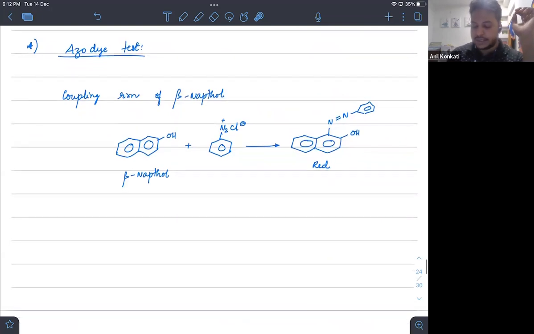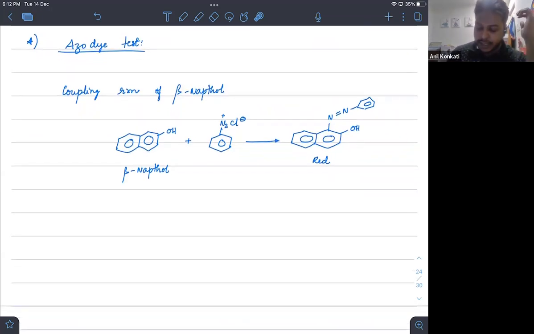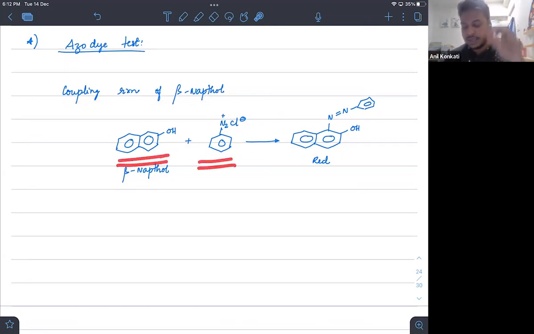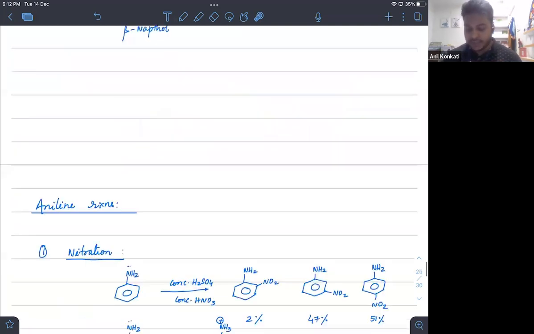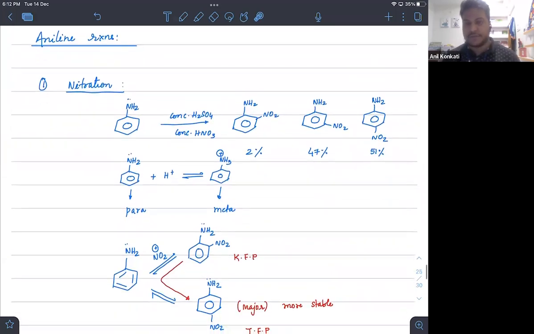Next, azo dye test. Azo dye test is a coupling reaction of beta naphthol, how the beta naphthol will make a reaction here. So that would give us a red color dye, correct? I will show you at the end how the coupling reaction is. As of now, I've just written the reaction here. So I'll show you at the end, because for that we just need to brush up aniline reactions.